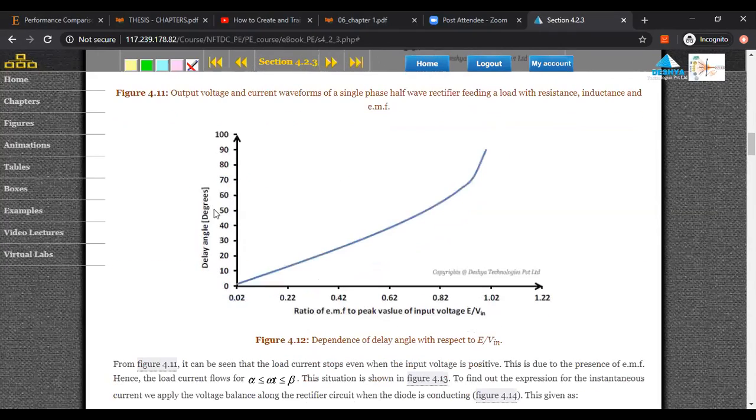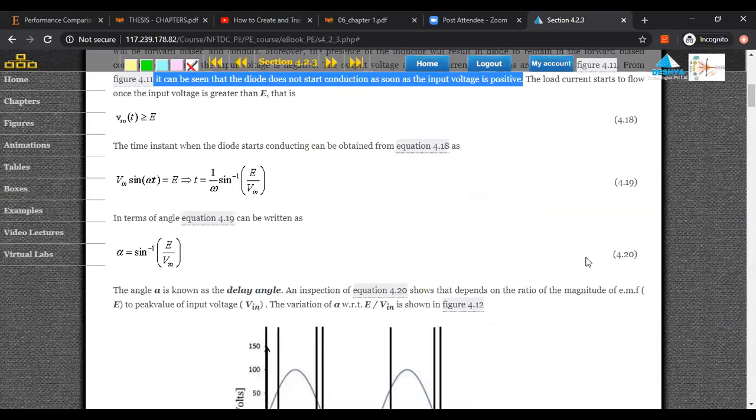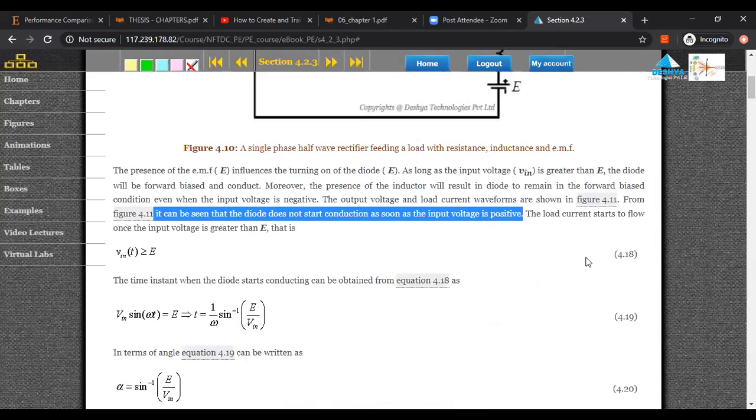So delay angle versus the ratio of the EMF value E by V in, nothing but the EMF to the input voltage. So what is the meaning? You can plot that. I'll come back to the waveforms, don't worry about anything.